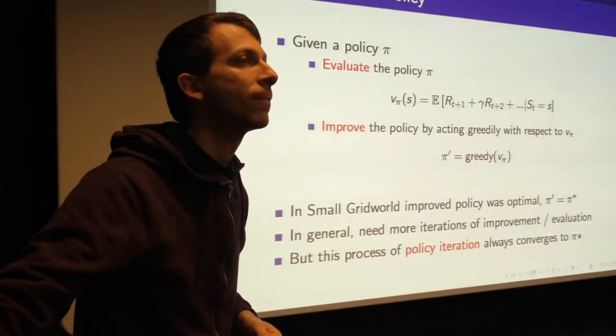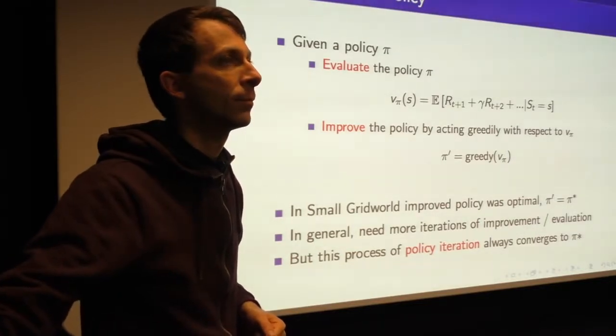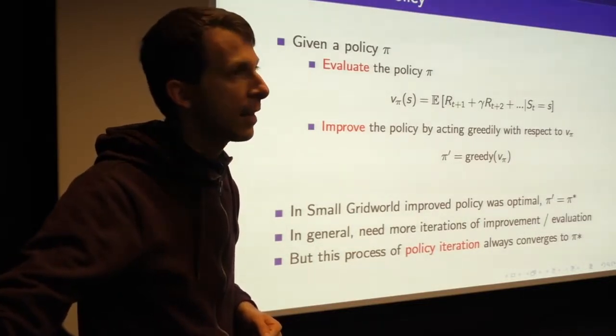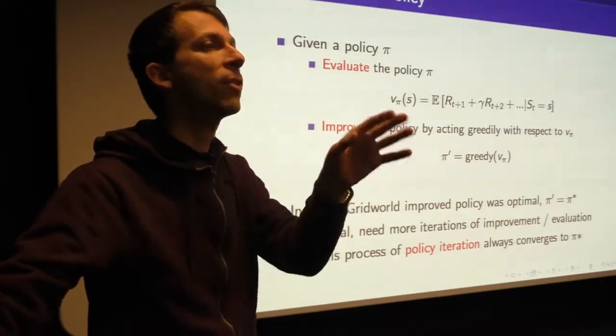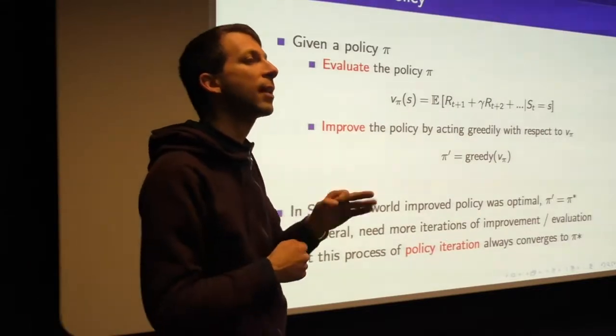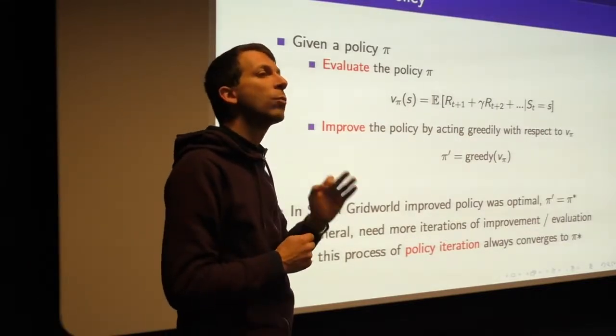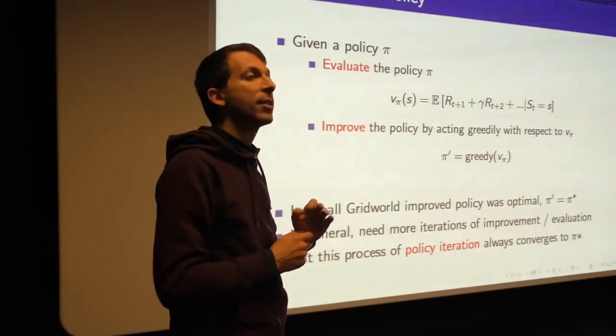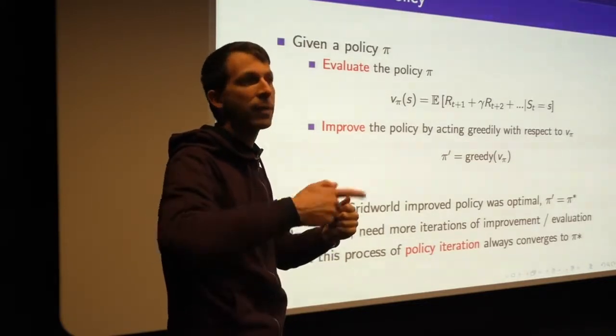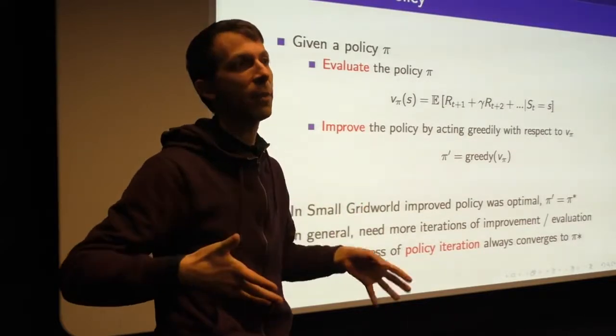Yeah, questions? When you improve the policy, then isn't it like a deterministic thing? Yes. So remember, sorry, just to explain why. Recall from the last lecture that there is always at least one deterministic optimal policy for any MDP. So it's sufficient to actually search over deterministic policies only when you're looking for the optimal policy.